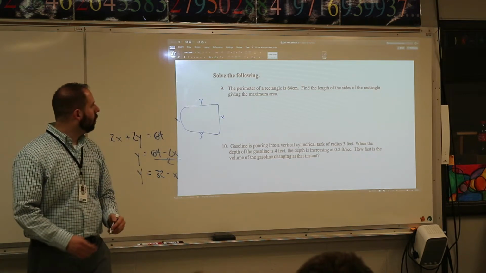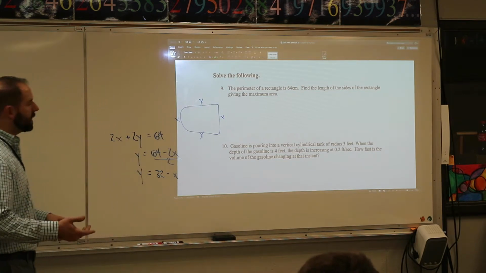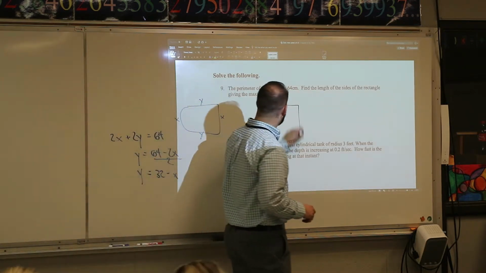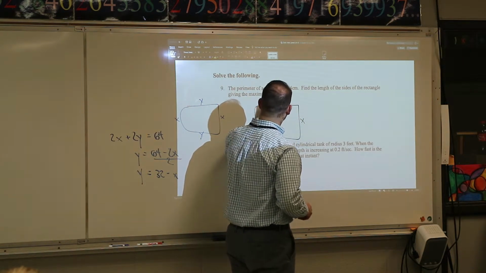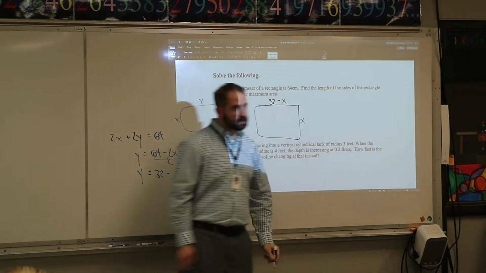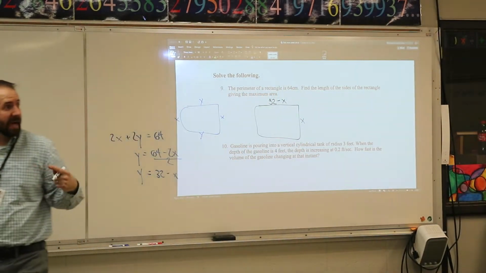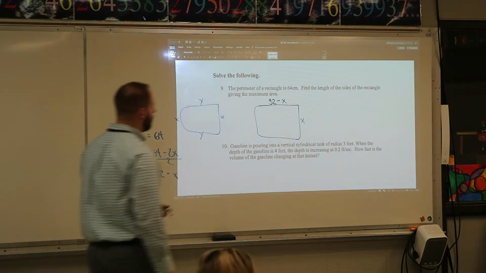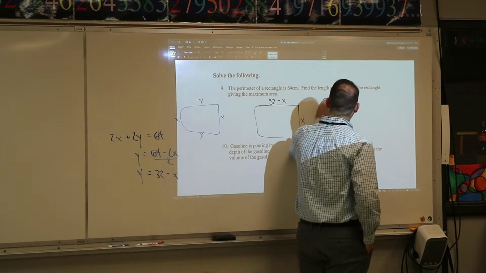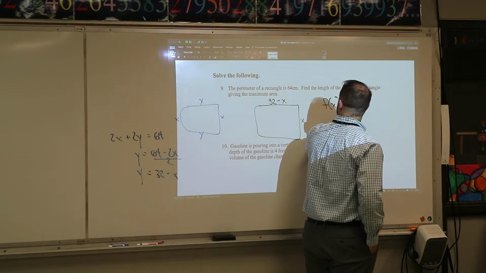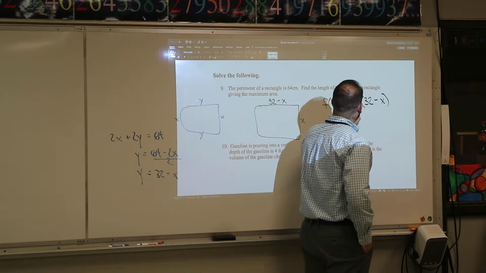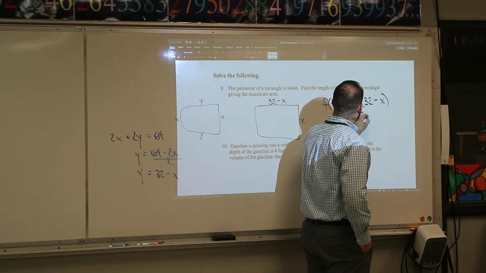It wants to know what is the length of the sides of the rectangle that maximizes area. To find area, I'm going to change my dimensions to be this. I substitute out the y, I got back to one letter. I multiply them together, and I take x times the 32 minus x to get 32x minus x squared.